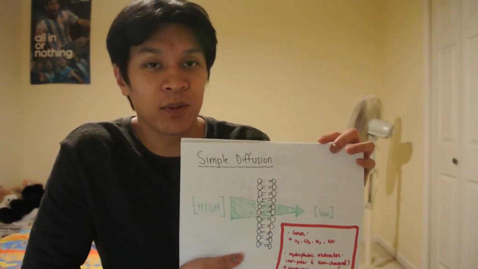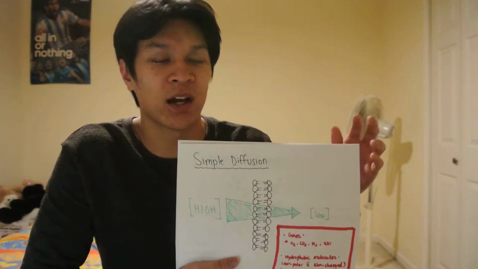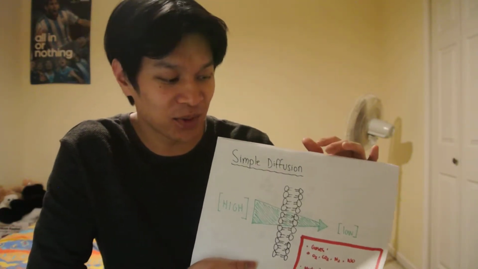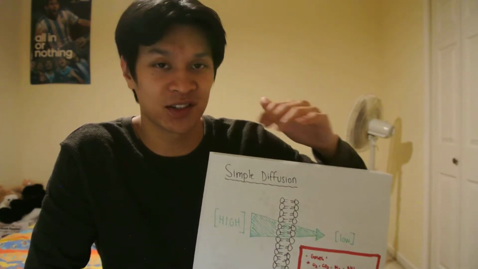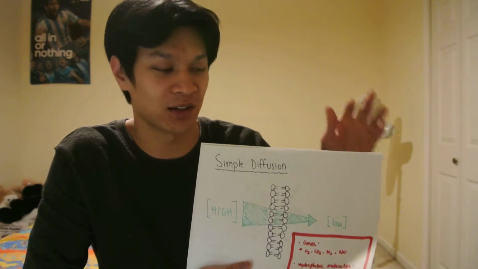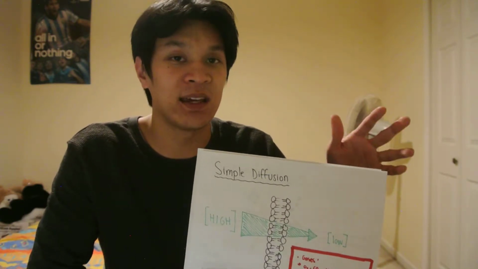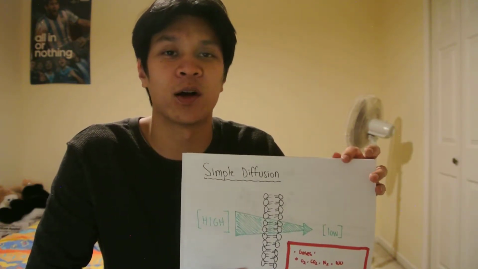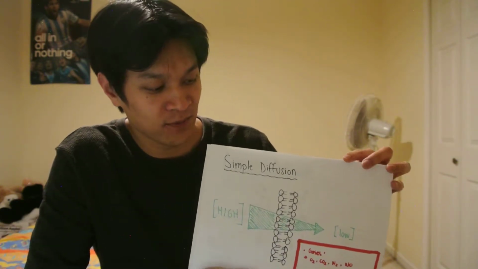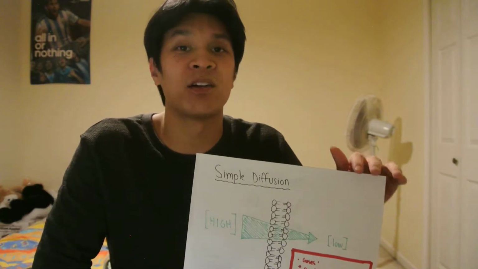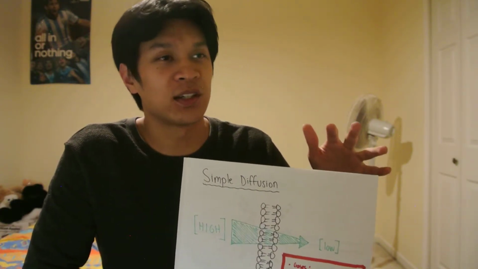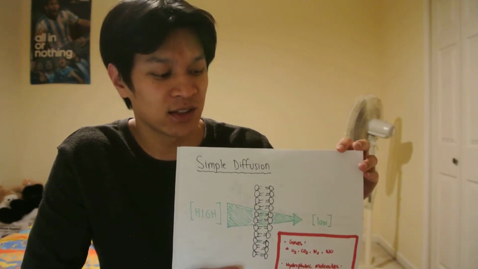So the first type of passive transport we're going to be talking about is simple diffusion. It really is simple because molecules just straight diffuse across the membrane without any aid necessary, for example from transport proteins or transport carriers. Now only certain types of molecules are able to do this.